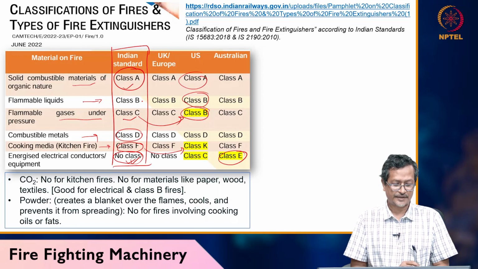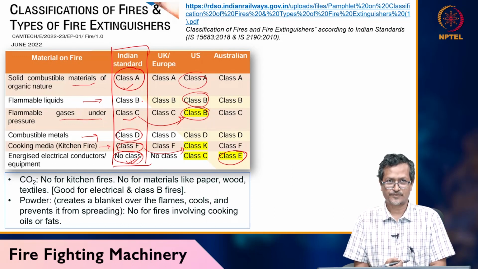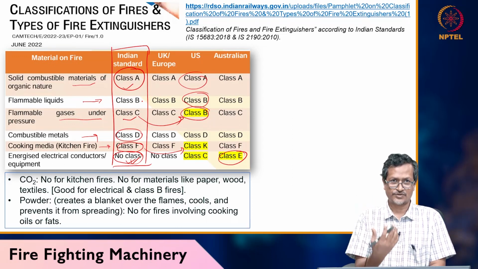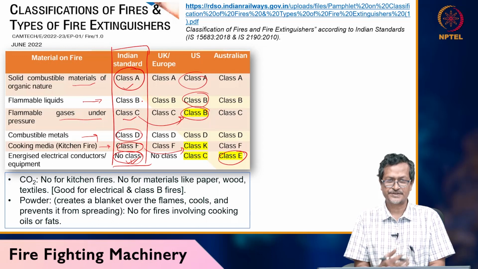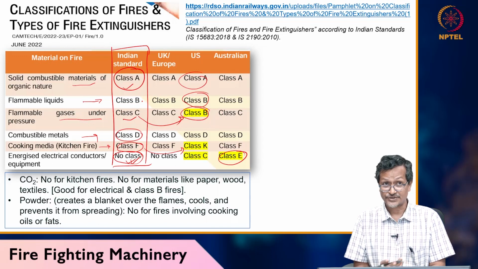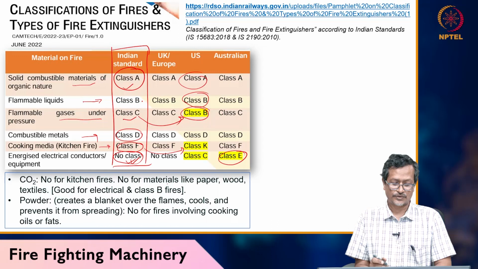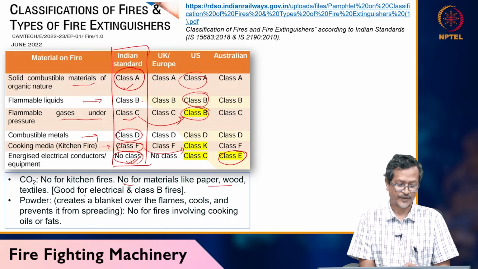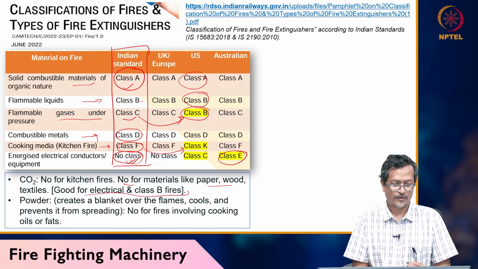Carbon dioxide should not be used for kitchen fires, because it will create further problems: the whole kitchen will have an oxygen shortage, and any person there is at risk. Especially in living spaces, carbon dioxide should not be used, because it will replace oxygen, which would be disastrous. Carbon dioxide can't be used for materials like paper, wood or textile. It is good for electrical and class B fire. Class B flammable liquid and electrical, like a short circuit, you can use carbon dioxide.